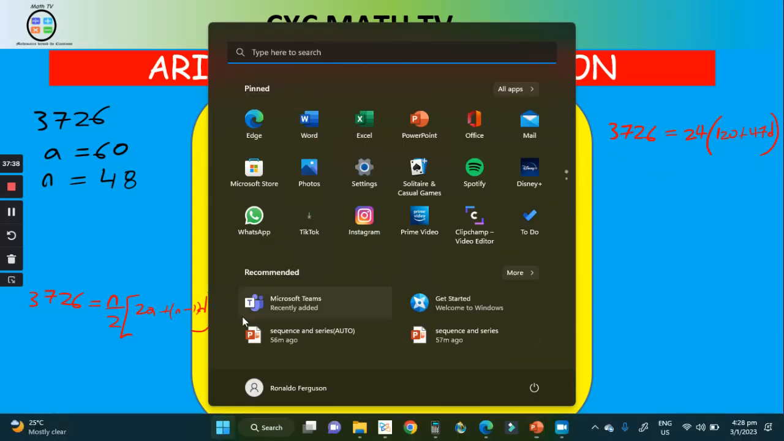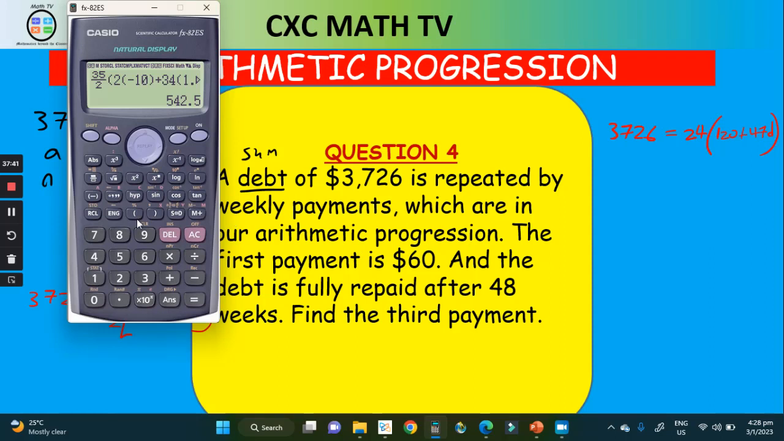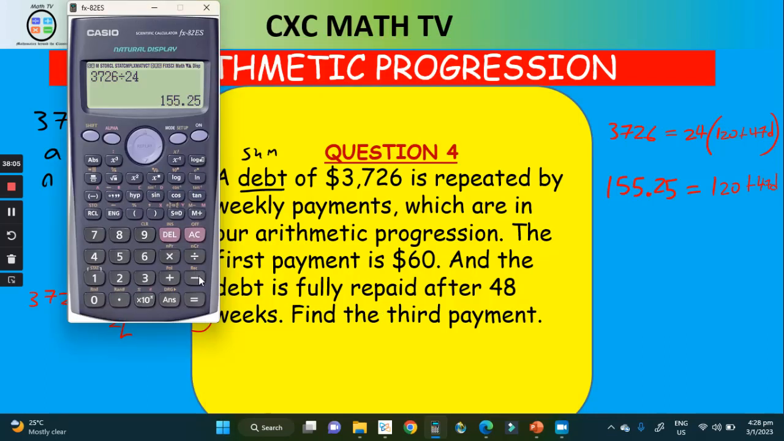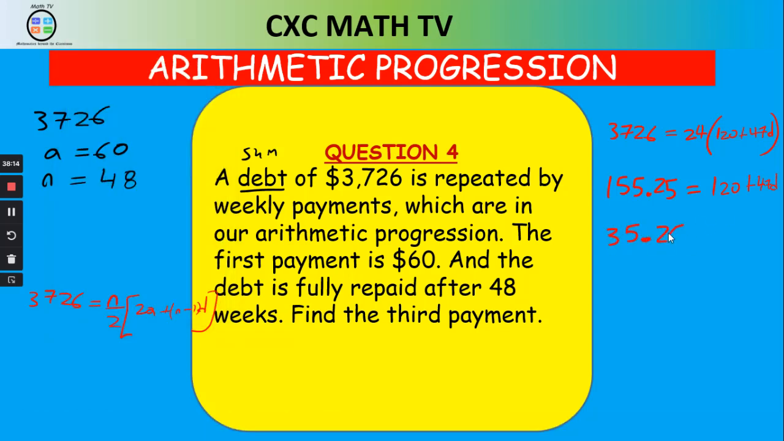Divide both sides by 24 first. So 3726 divided by 24 is 155.25. So 155.25 is equal to, remember we divide both sides by 24, 120 plus 47d. Subtract 120 from both sides. So subtracting 120 now will give us 47d. In that case, 35.25 is equal to 47d. So divide by 47 to get d.